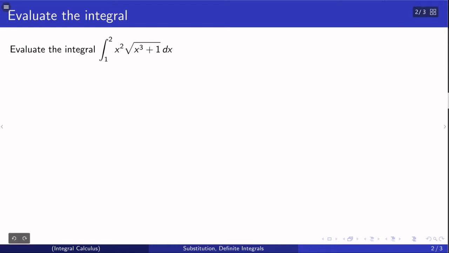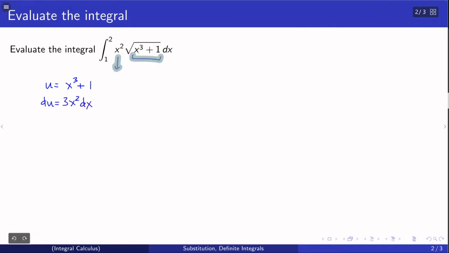Usually, if you were just to do your regular substitution without looking at the bounds, you would recognize that inside the square root you have this x cubed plus 1 function, and outside you have x squared, which coincidentally matches the derivative of x cubed plus 1, which is 3x squared, right? Just differing by a constant. And so we're going to use the substitution rule u equals x cubed plus 1. And this gives us du equals 3x squared dx.